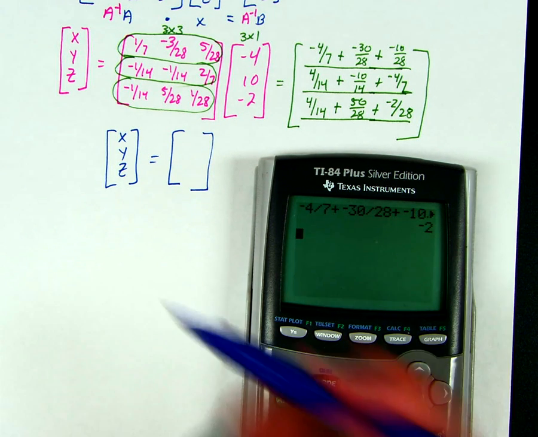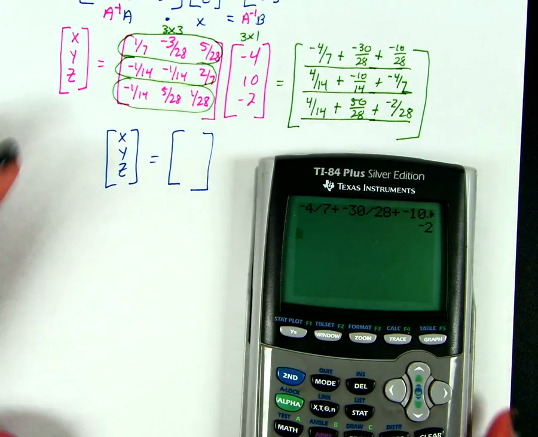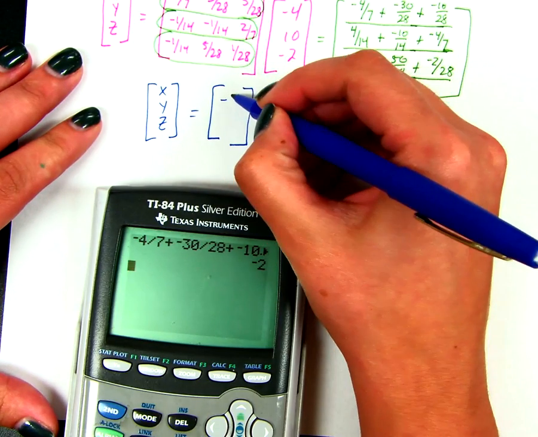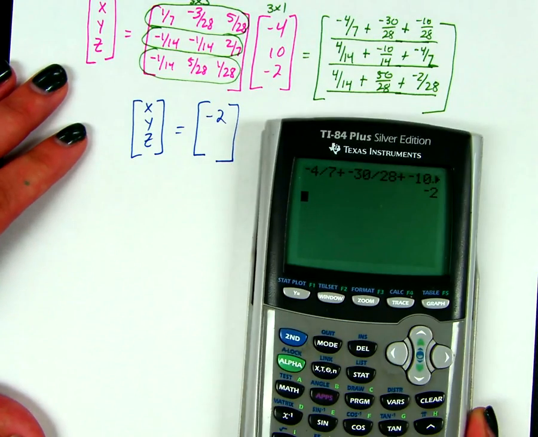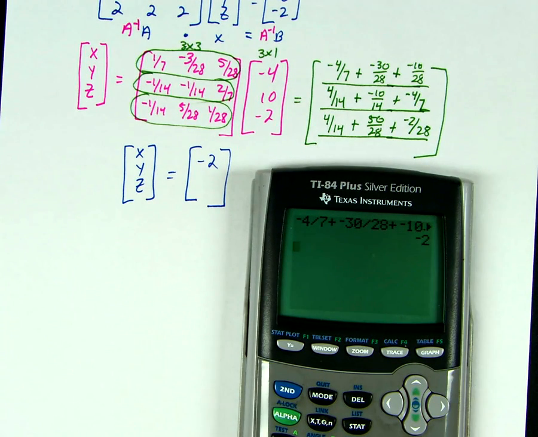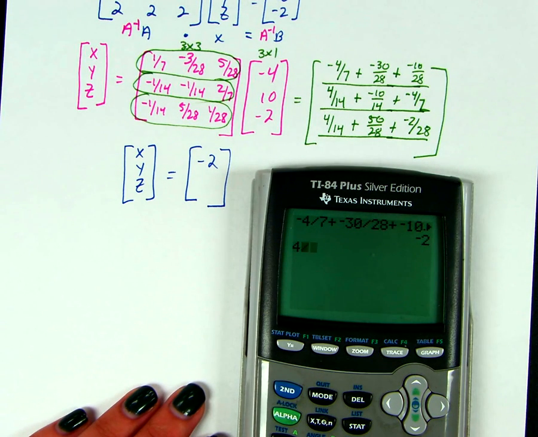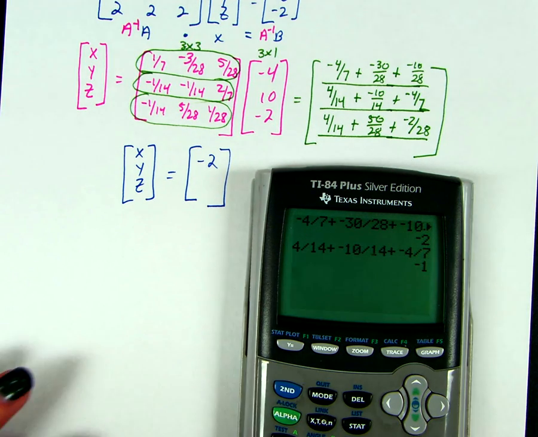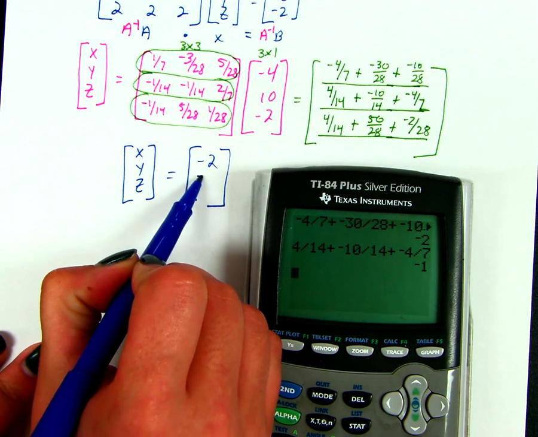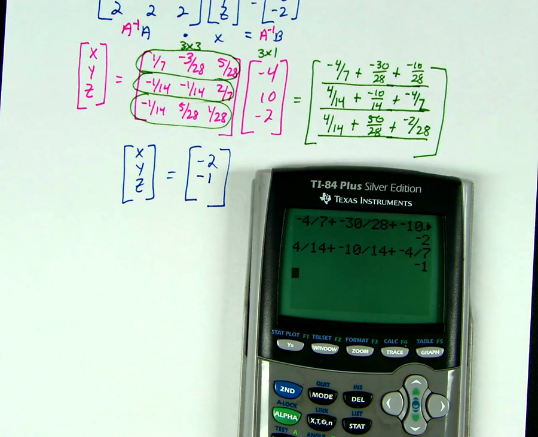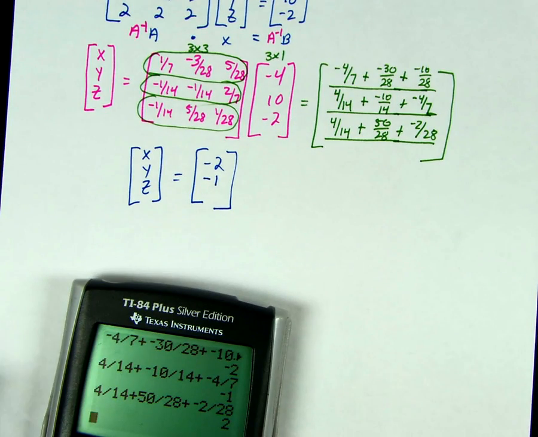Okay, so that comes out to be a nice number. So negative 2. Okay. And then we're going to do the same thing with that middle row. So 4/14 plus negative 10/14 plus negative 4/7. So again, we get a nice number, so negative 1. And then our last row, so 4/14 plus 50/28 plus negative 2/28. So 2.